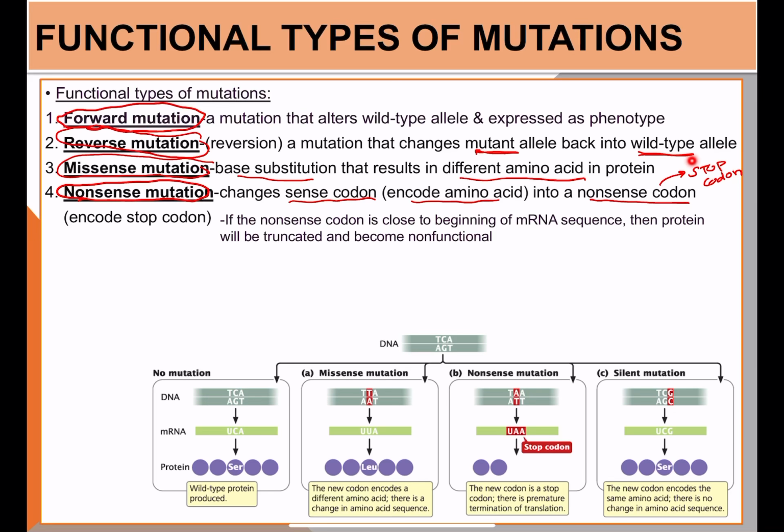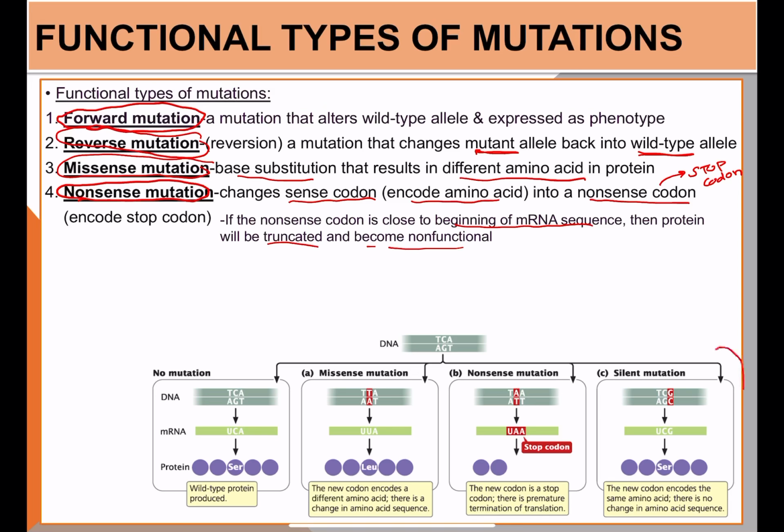And you already can tell what will be the consequence of that. If a nonsense codon is inserted, then you end up with a termination spot. So if a nonsense codon is close to the beginning of the mRNA sequence, then it is definitely a more detrimental type of mutation because the protein will be truncated and become non-functional a lot of times.